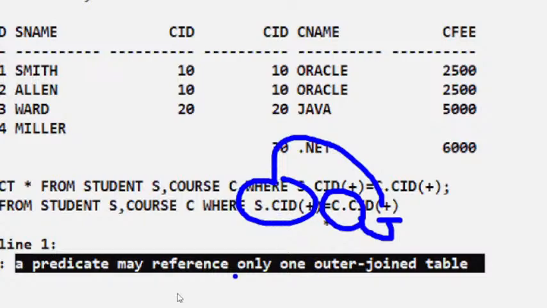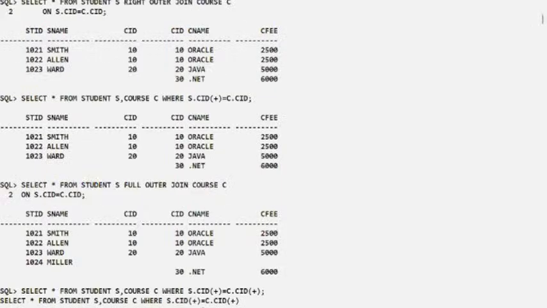That's why your doubt and the error are very clear. What is the error? A predicate symbol may reference only one outer joined table, either course or student. Any one only can predict, not both sides. So only one side. One side means left outer, one side means right outer. Okay. Now what do I need?